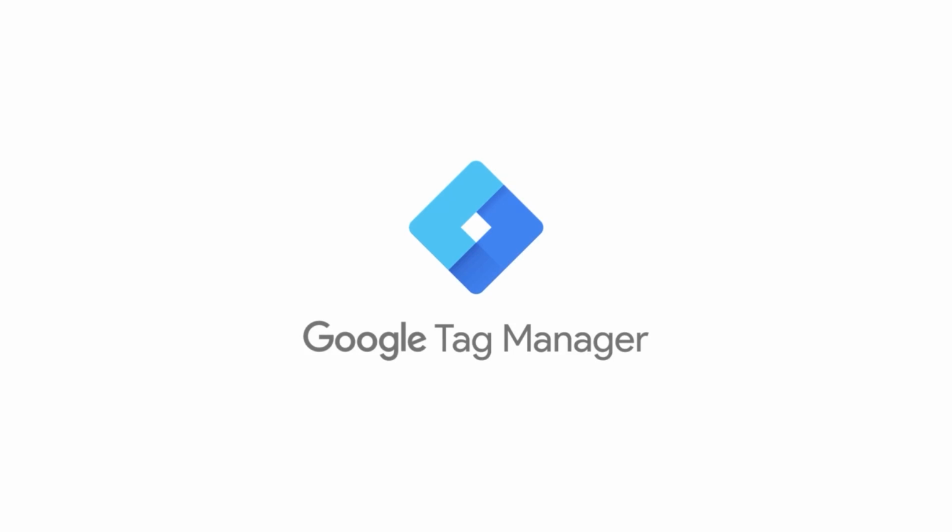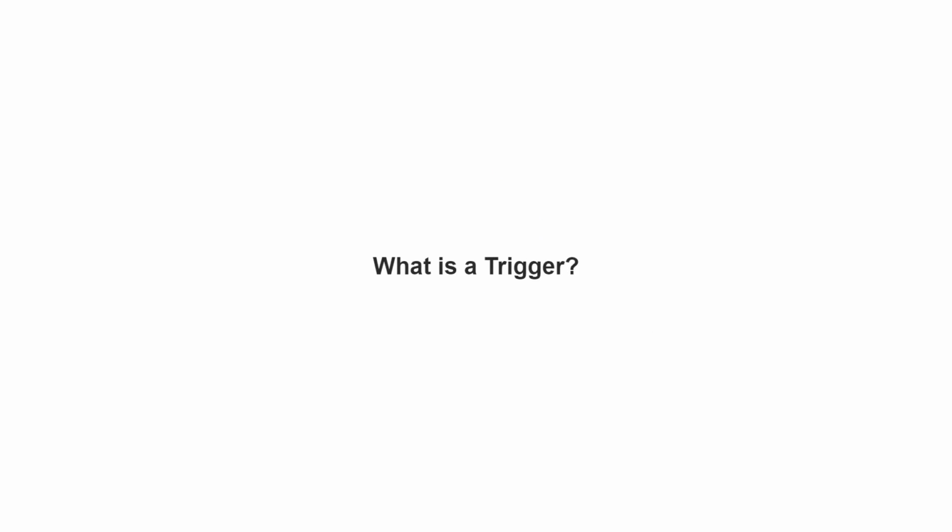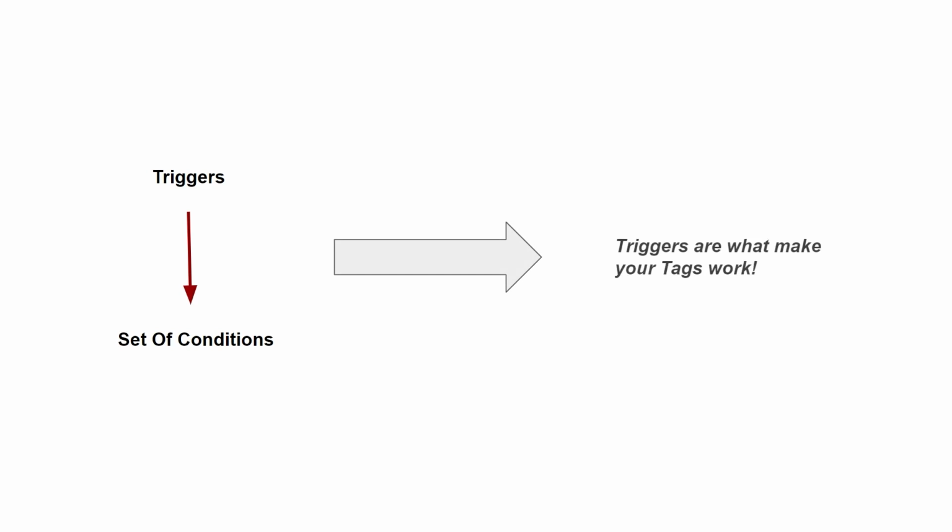In today's video, we will dive into triggers in Google Tag Manager. This is an important component of your GTM setup, and understanding how to create and manage triggers can take your website tracking to the next level. So first of all, what is a trigger? A trigger is a set of conditions that tell the tag when to fire. In other words, triggers are what make your tags work.